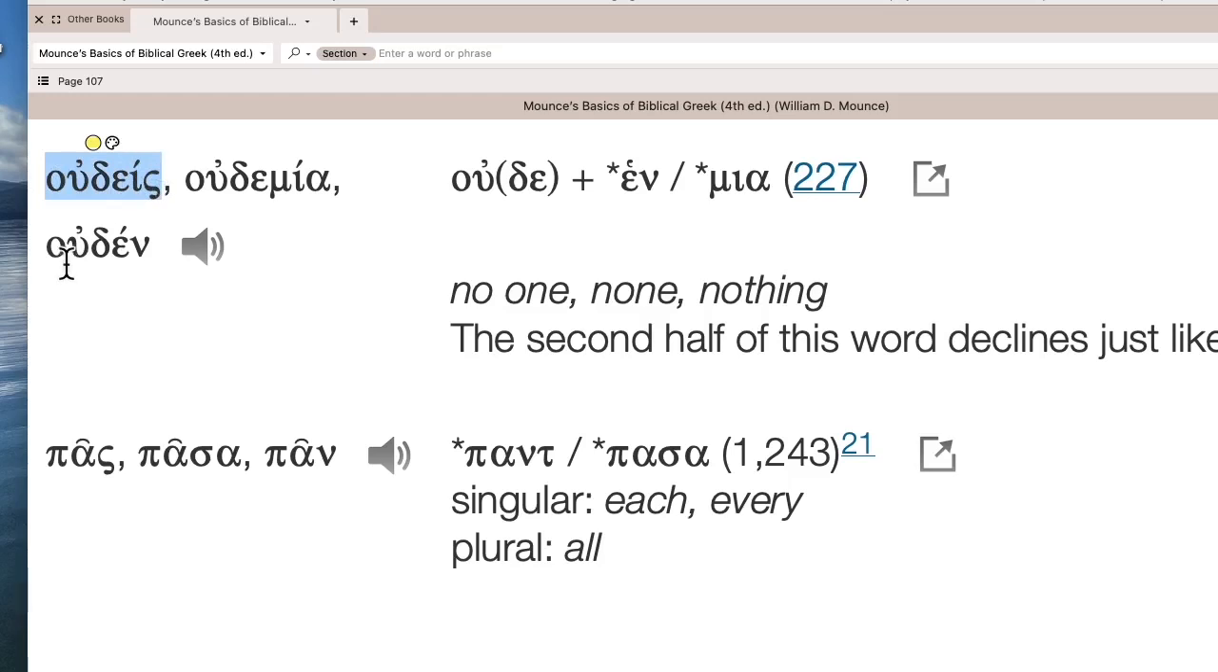That means oudeis and ouden will decline in a third declension, just like heis and hen, and then oudemia is a first declension, will decline just like mia.